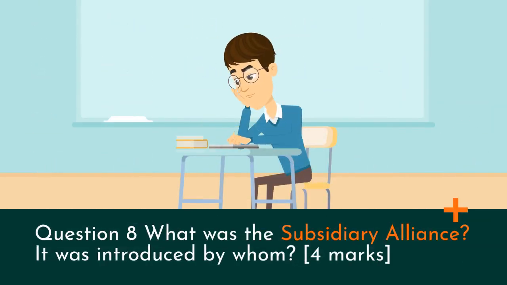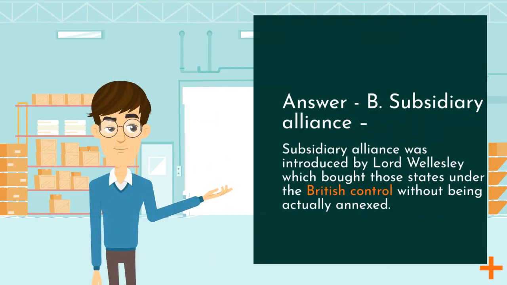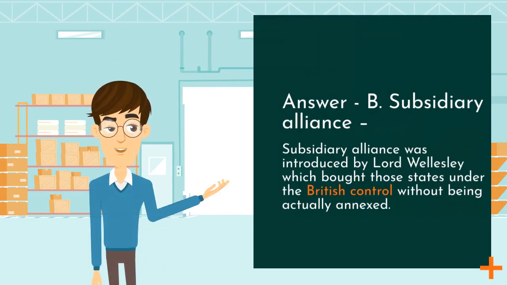Question 8. What was the subsidiary alliance? It was introduced by whom? 4 marks. Answer. B. Subsidiary alliance: Subsidiary alliance was introduced by Lord Wellesley, which brought those states under the British control without being actually annexed.